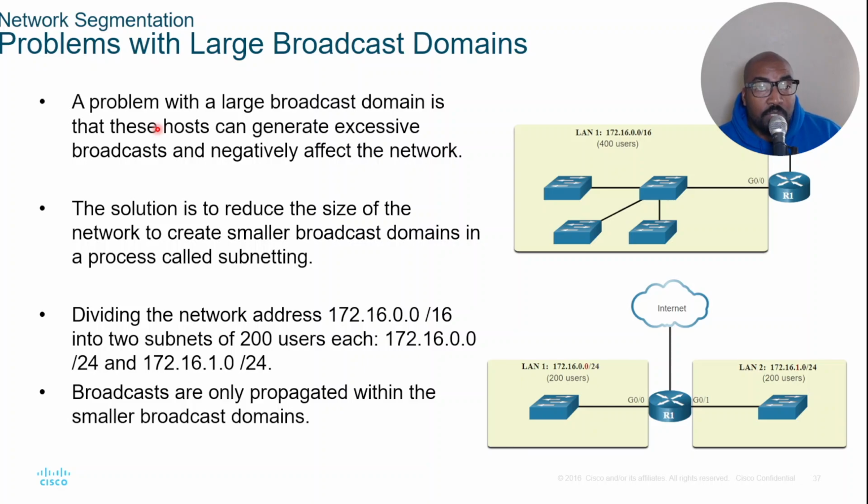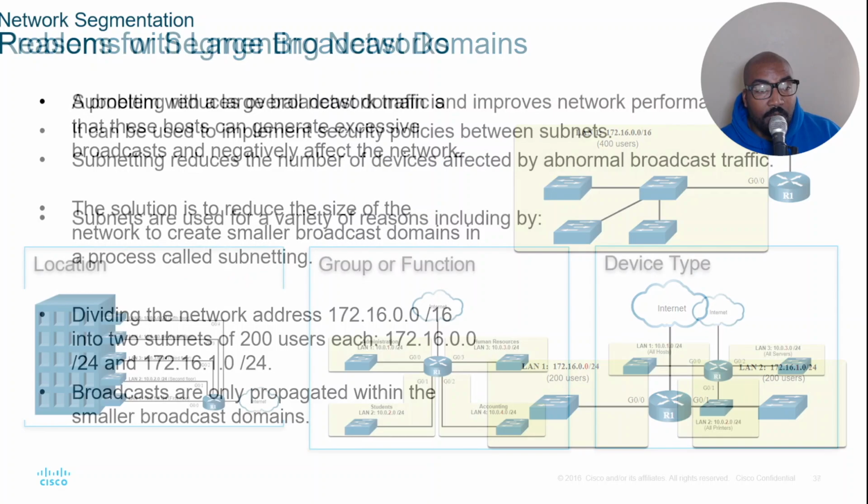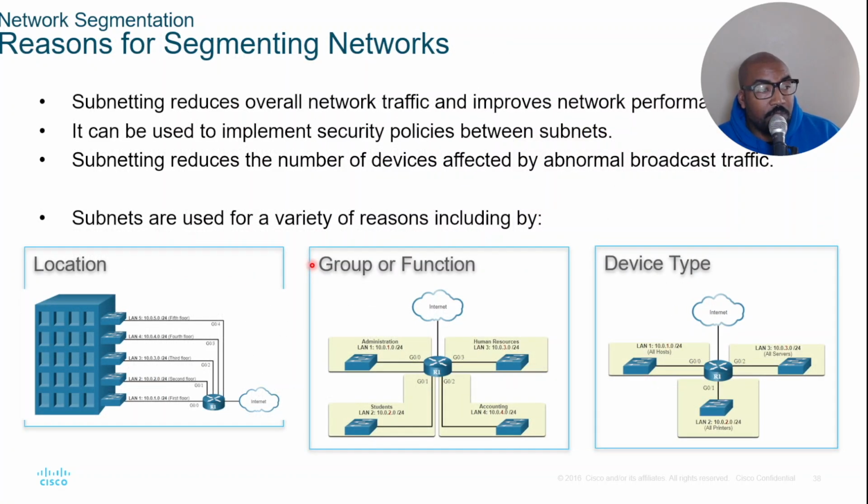So essentially the solution is to subnet it out, right? We've got to make sure we can divide these different broadcast domains out. That way it can make things a little bit simpler and more efficient. As you can see here, the solution is to reduce the size of the network to create smaller broadcast domains in a process called subnetting. And that's exactly what we're going to get into right now. Let's go through this next one here.